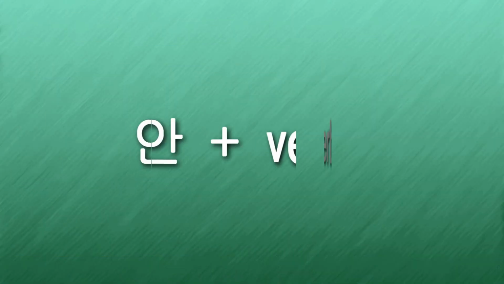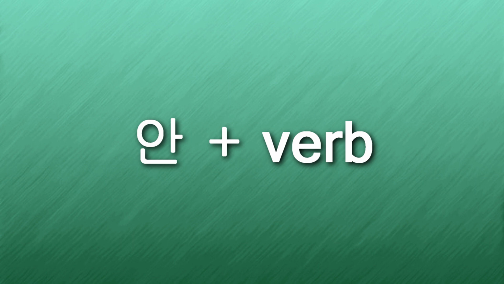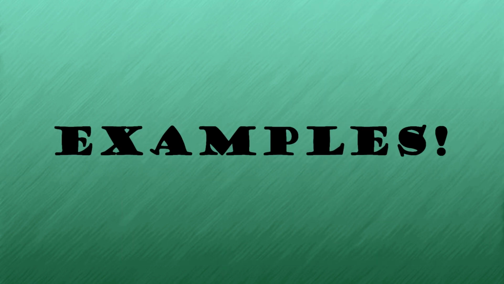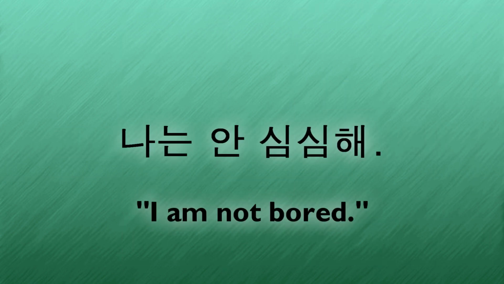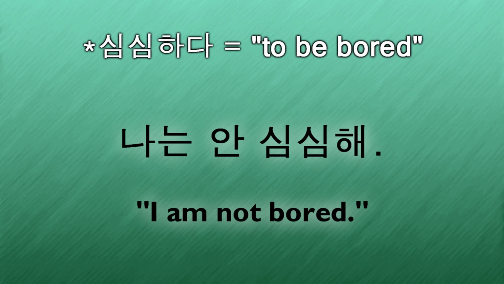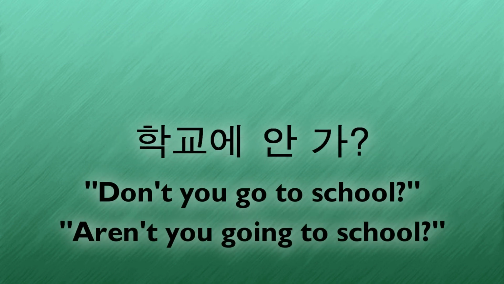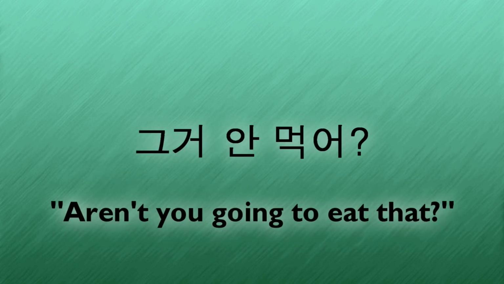The other way to make negative sentences is by just putting 안 before the verb. Here are some examples of this. 나는 안 심심해. I am not bored. 학교에 안 가? Don't you go to school? Or aren't you going to school? 그거 안 먹어? Aren't you going to eat that?